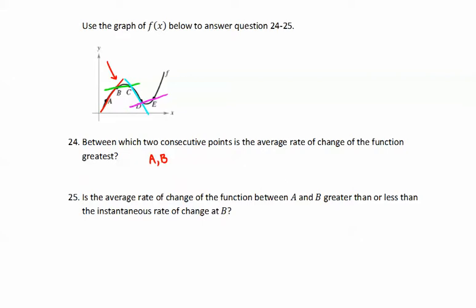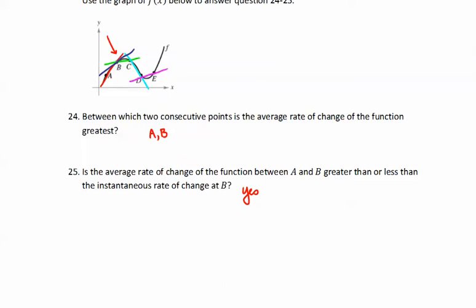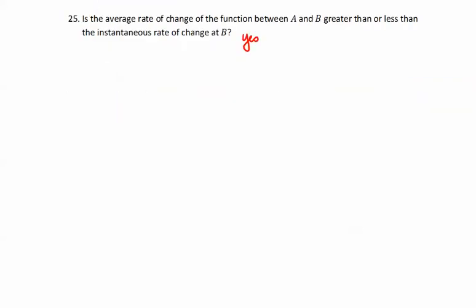If I was to add another tangent line on there, at B, is the average rate of change, or the slope of the line connecting points A and B, greater than the tangent line at B, which is the instantaneous rate of change? And the answer to that would be yes. Right, the slopes are decreasing as you go up that hill. Hopefully you can see that. And we will go on to the next problem here.